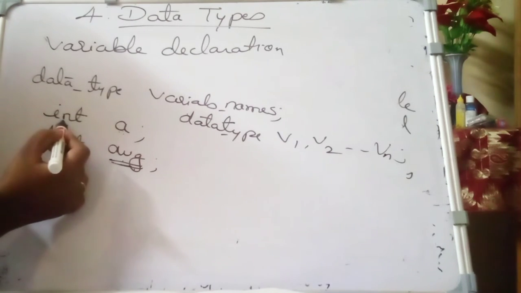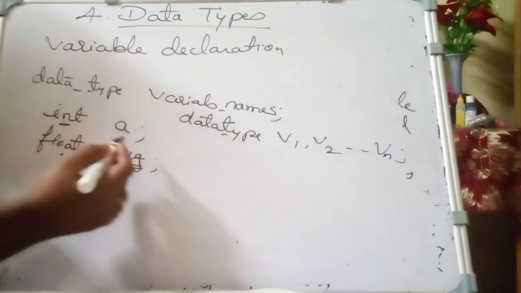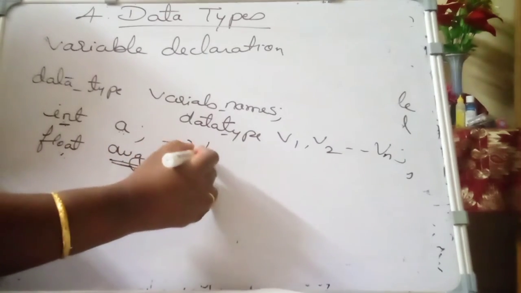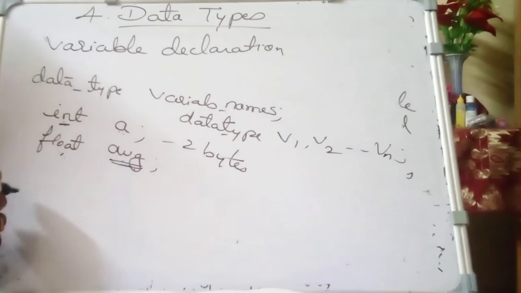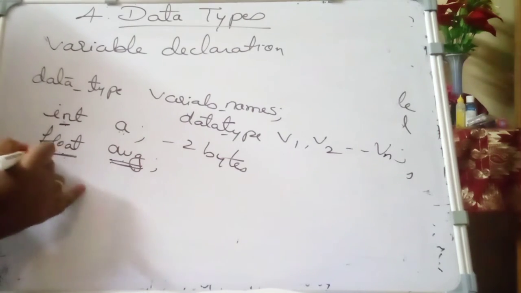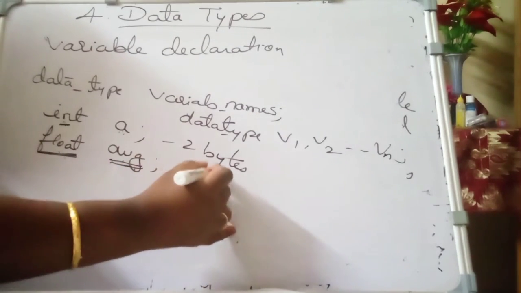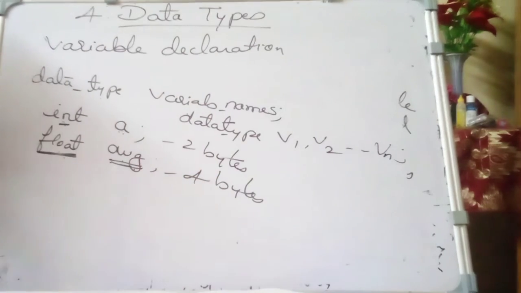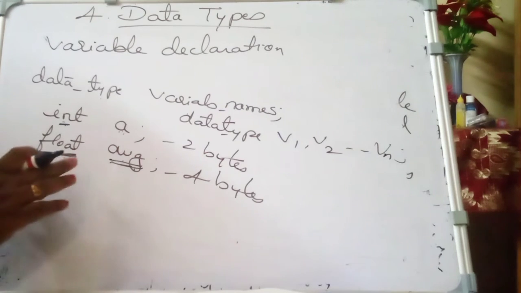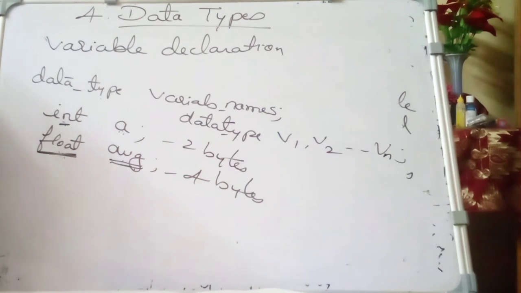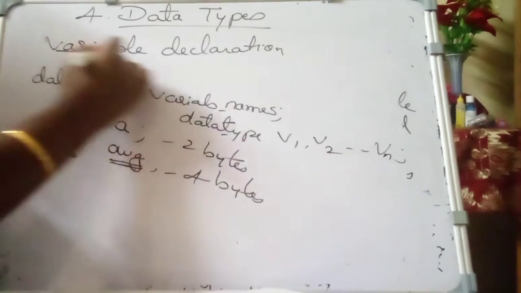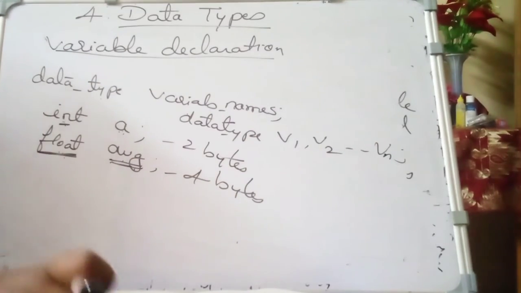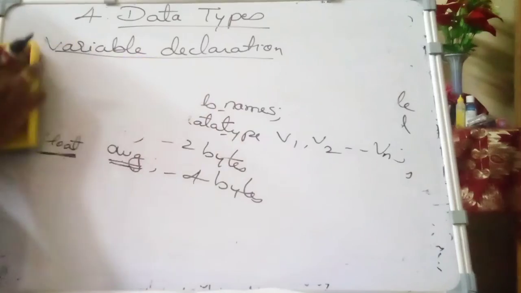So a is of integer data type, which means I am asking the compiler to reserve 2 bytes of memory for this variable. And average is of floating data type, which reserves 4 bytes of memory for this variable average. Like this we are giving instructions in our program to say how much memory has to be allocated for each variable.